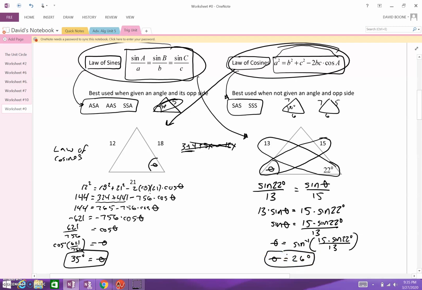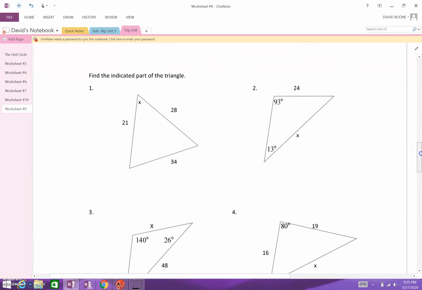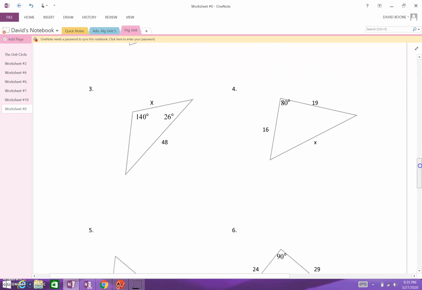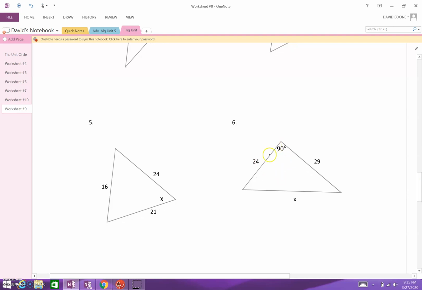Now, what these other problems do is they want you to find those indicated parts of the triangle using either law of sines or law of cosines to find those pieces. Maybe this one down here might be a little interesting because it's got a 90-degree angle in there, so maybe we could use a little SOHCAHTOA. If you remember that, we'll review that in our next lesson, on worksheet number 1. Maybe some Pythagorean theorem could also be used for that as well.